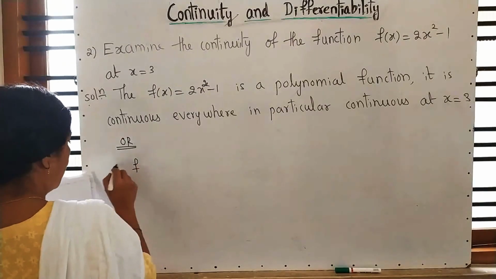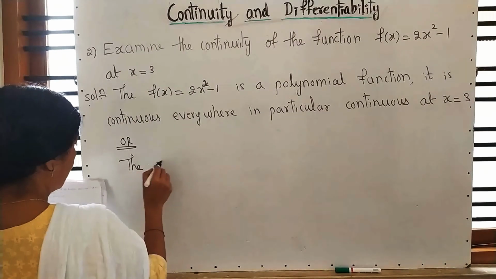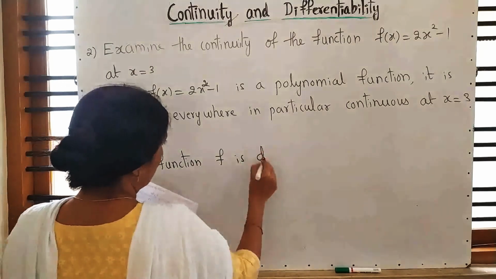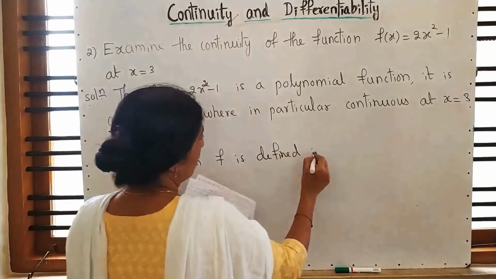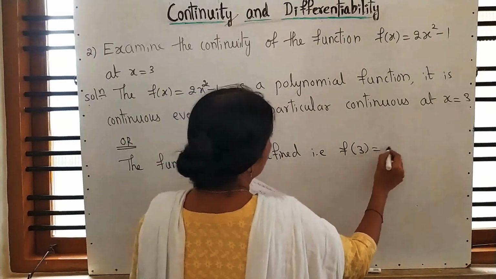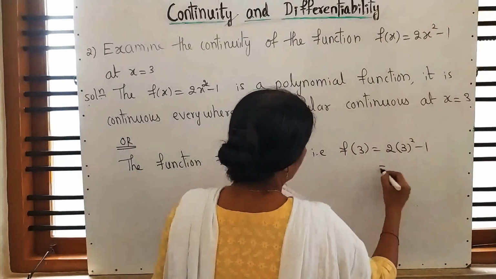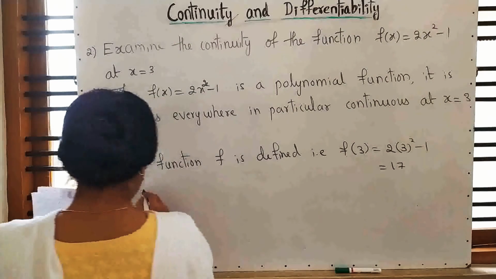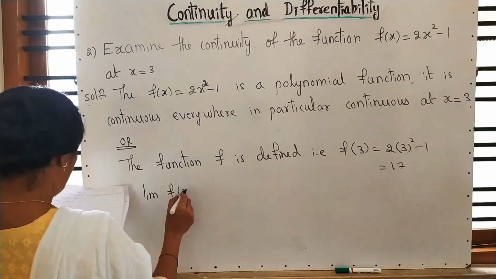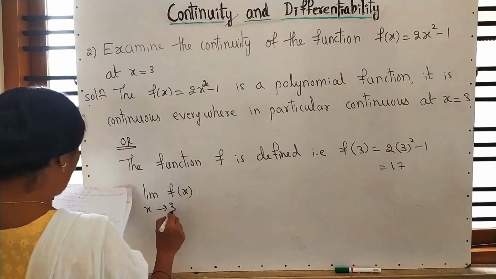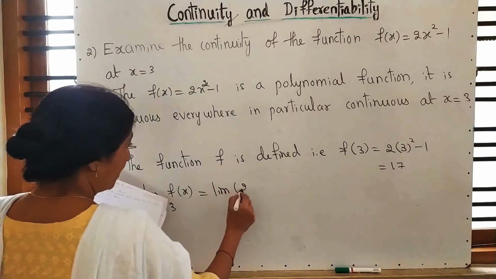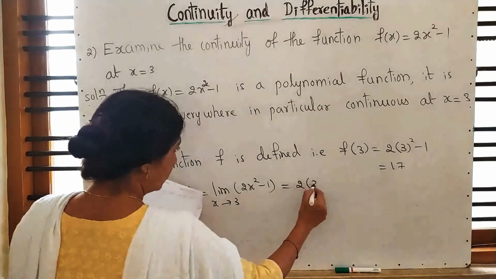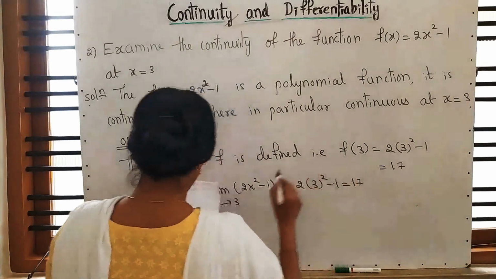See, the function f is defined, correct or what? See how you check that? That is f of 3. In place of x, if you write 3, 3 square is 9, 9 twos are 18, 18 minus 1, 17. And see the limit f of x as x tends to 3 is equal to limit 2x square minus 1 as x tends to 3, which is 2 into 3 square minus 1, that is 17.